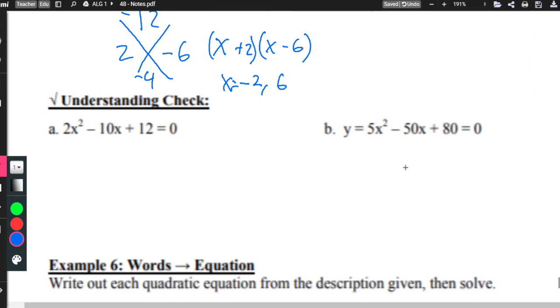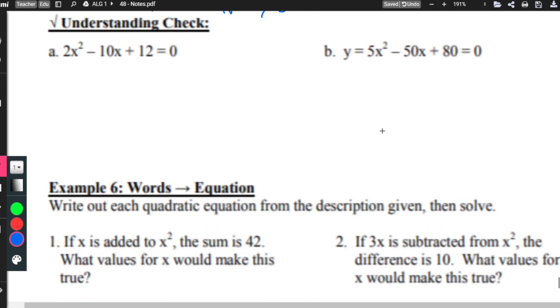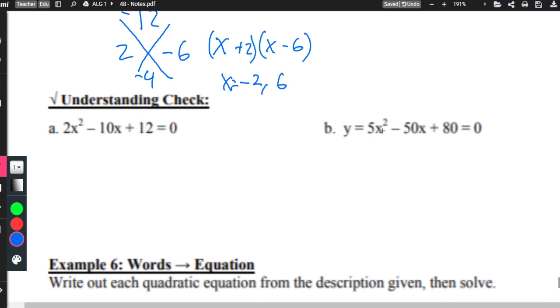We're going to skip this understanding check just because we're running out of time. I want to give you guys a few minutes to work on your practice, and it's basically the same thing we've been doing except with a GCF.